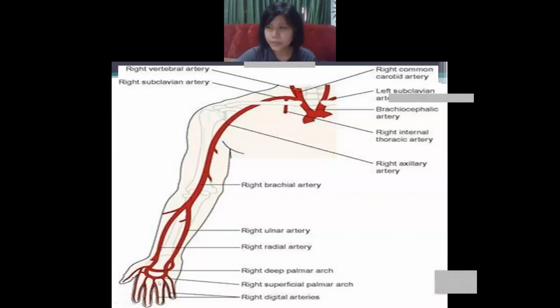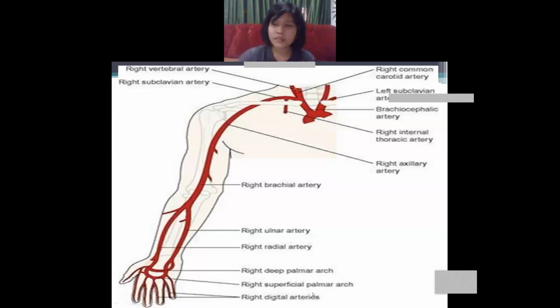So first you will get the deep palmar arch. Deep means it lies very deep. And superficial means you can even see it. It's not deep. Understand? From the name itself, deep means it's very deep, it's down. And superficial means light, you can even see it. Next is the superficial palmar arch. You always remember arch.